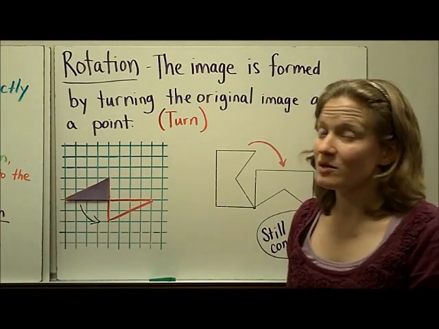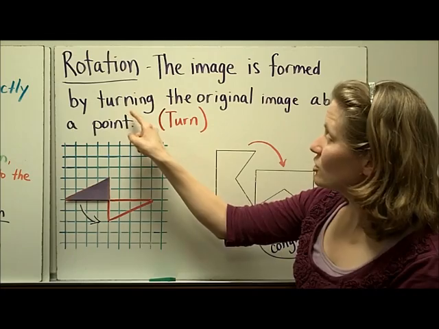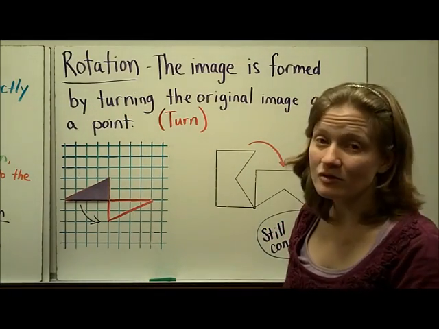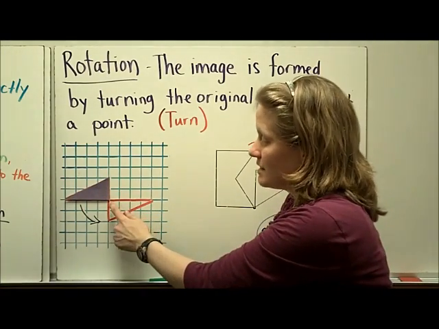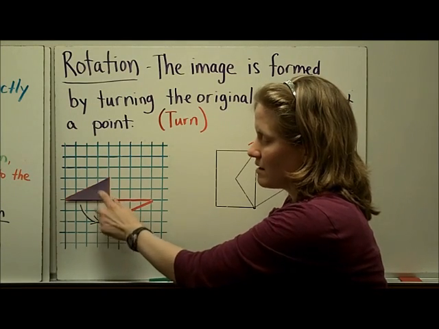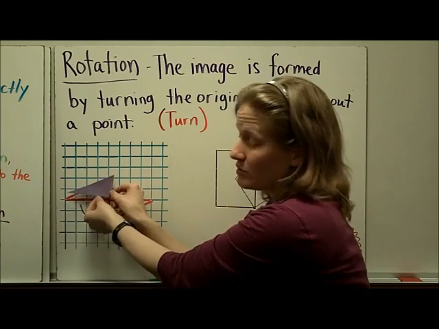The third transformation we're going to talk about is a rotation. In rotation, the image is formed by turning the original image about a point, and so we will call this also a turn. So I have here a triangle, and this is the point, the vertex where the right angle is. That's the point that we're going to turn or rotate it.